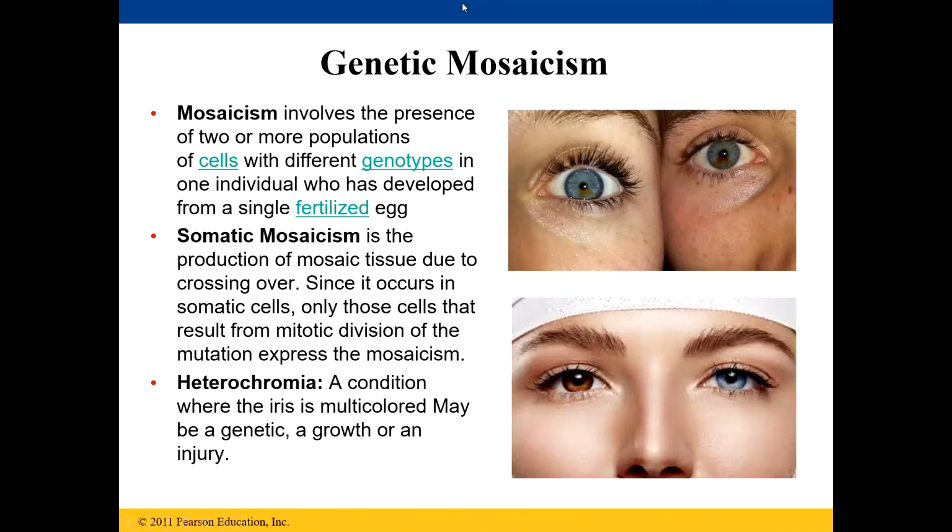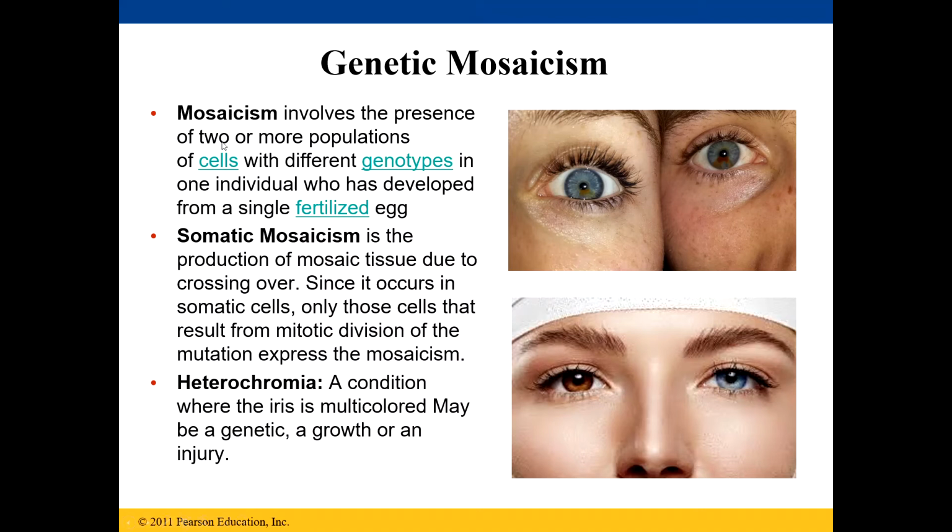So usually about this point, somebody asks me about people with two different color eyes and what that is all about. And that has to do with something known as genetic mosaicism. And mosaicism, that word mosaic means an intricate pattern. And it involves the presence of two or more populations of cells with different genotypes in one individual who has developed from a single fertilized egg.